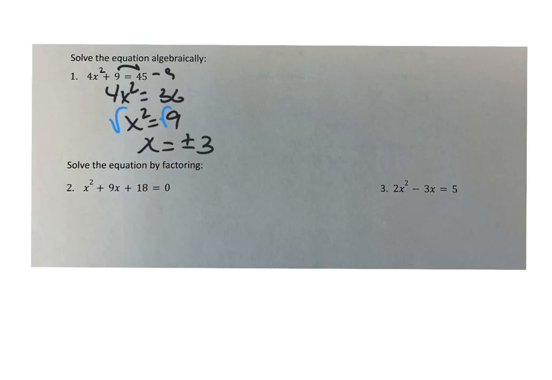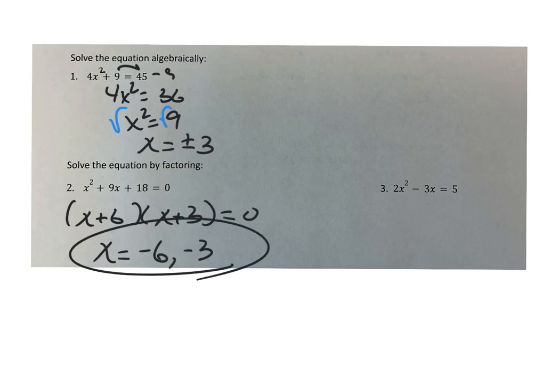Number 2 says solve by factoring. So I'm looking for factors of 18 that add up to be 9. Of course, those are 6 and 3. Now, don't forget to write your answer. That's awesome that you factored it, but you got to tell me what x equals. And x is whatever makes the parentheses 0. So one answer is -6, the other answer is -3.